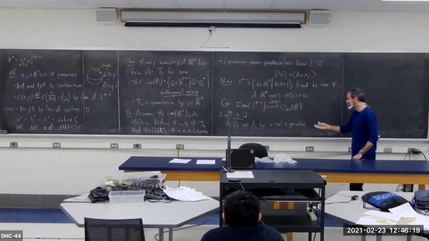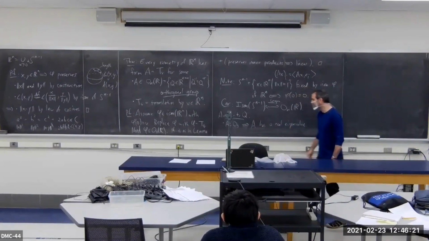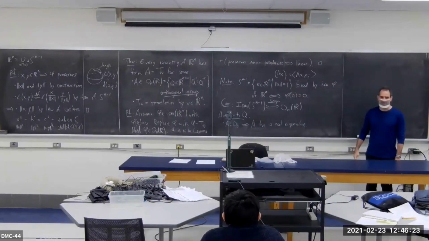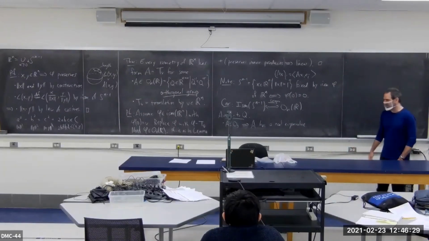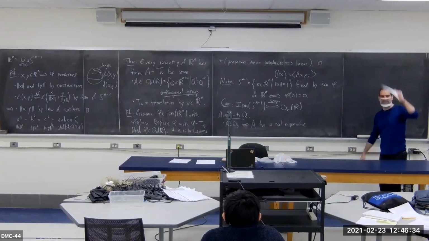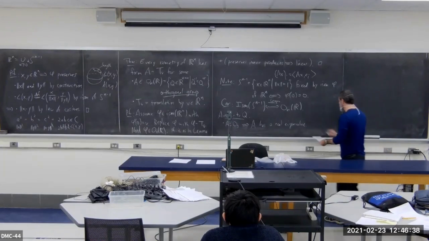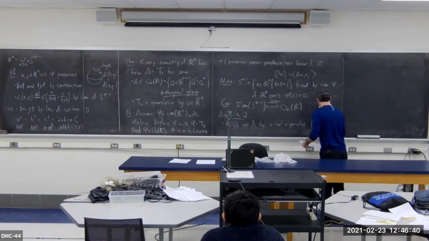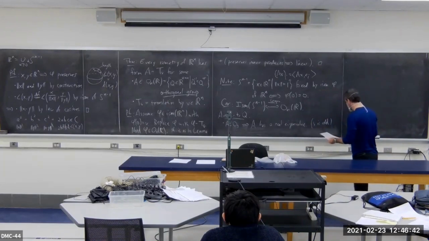3 is odd. So any matrix that's n by n, where n is odd, has to have at least one real eigenvalue. Because any real polynomial of odd degree has to go from negative infinity to positive infinity, or positive infinity to negative infinity. So it has to have a root somewhere in between. 3 is odd. Very good. So it has a real eigenvalue.